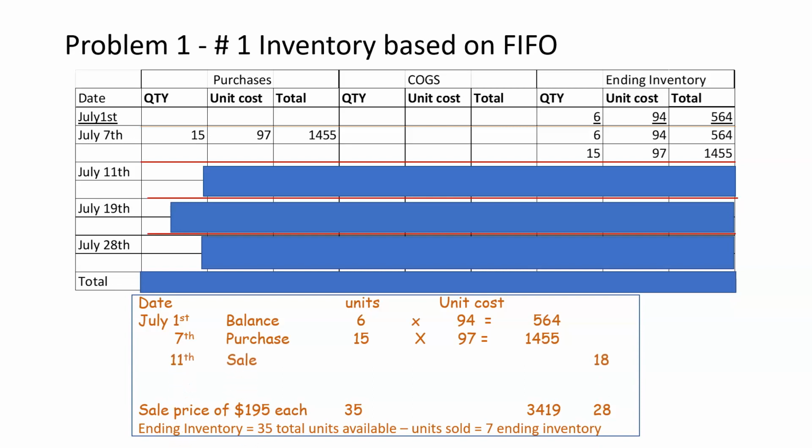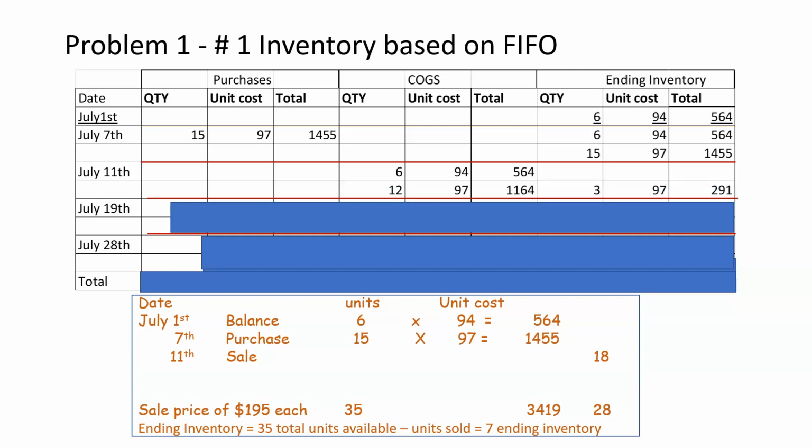in inventory. So when we make a sale of 18 units, we're going to take, since this is FIFO, the first one in is the first one out. So we're going to take 6 at 94 and the balance of the 18 at 97, and that would be 12 because we sold a total of 18 units, and that means we have 3 left over at the 97.